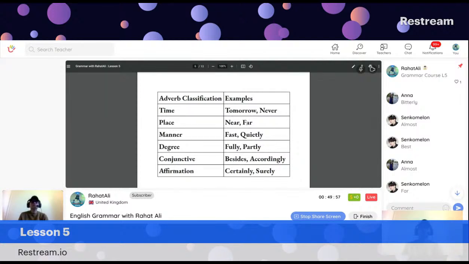Can you give us an example, guys? Then place: near, far. Manner: how something is done. Degree: part of a thing, like fully, partly. Conjunctive: this adverb works like conjunctions, but they are adverbs, basically, not conjunctions.